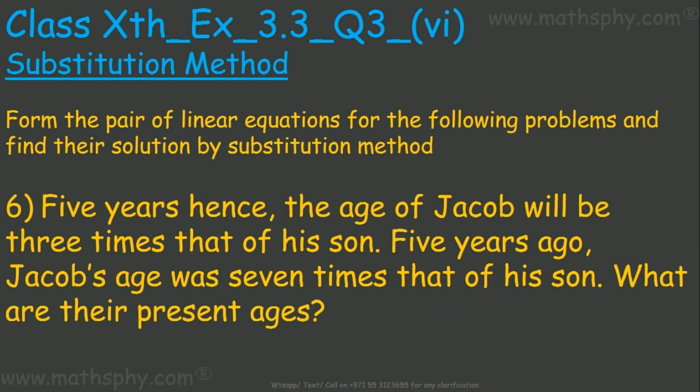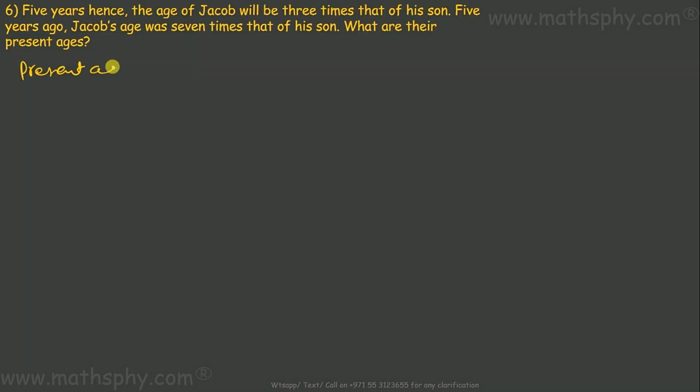This question here says, 5 years hence, the age of Jacob will be 3 times that of his son. 5 years ago, Jacob's age was 7 times that of his son. What are the present ages? It means we have to find out the age of Jacob and his son by this method, the substitution method. Suppose the present age of Jacob is say x years, and the present age of his son is say y years.